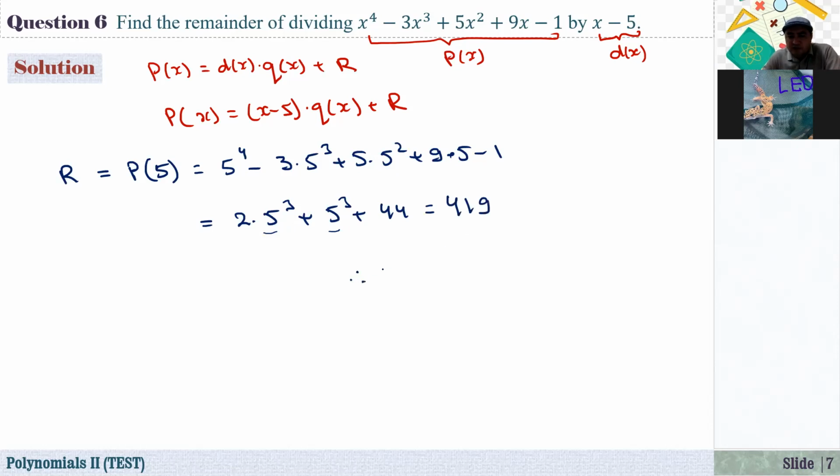So if you just divide this, the remainder will be 409.